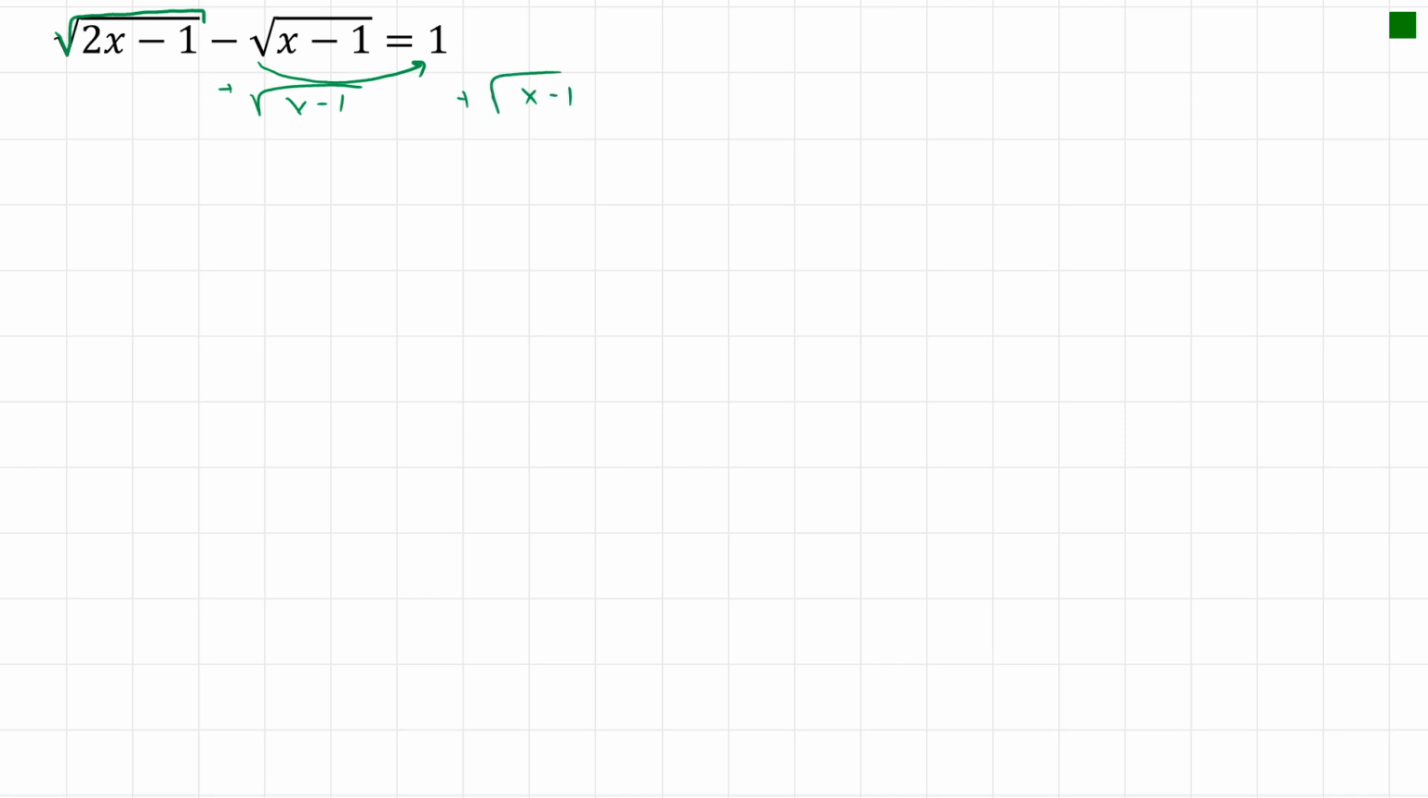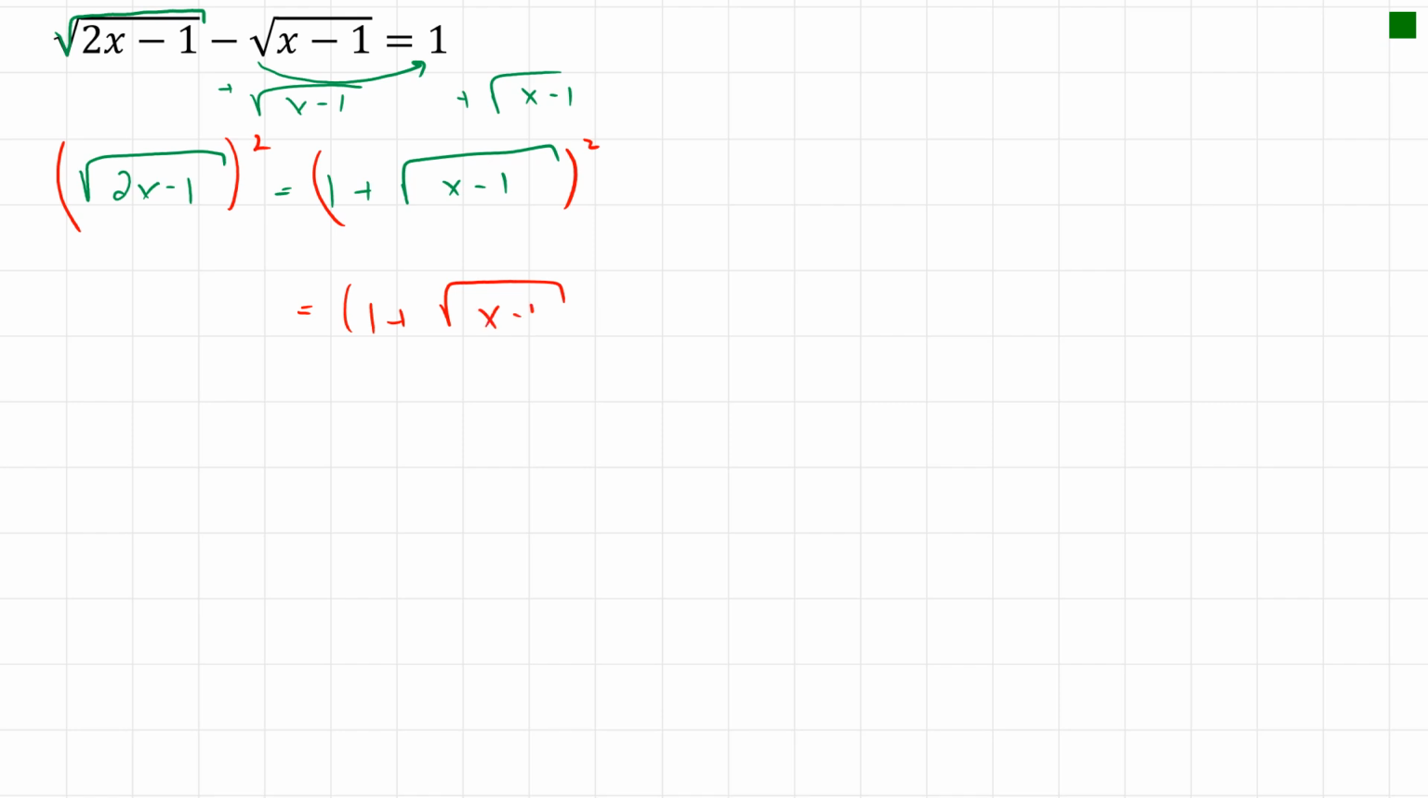So that leaves me with the square root of 2x minus 1 equals 1 plus the square root of x minus 1. I'm going to square both sides now. That will get rid of the radical on the left side, but it won't get rid of the radical on the right side because I've got a binomial.